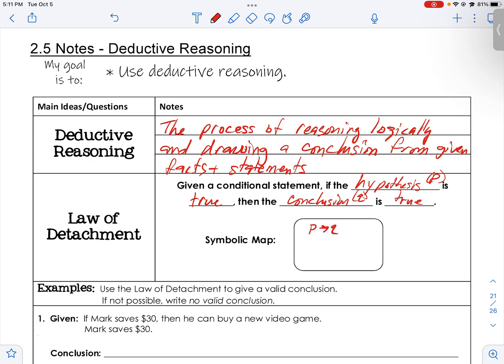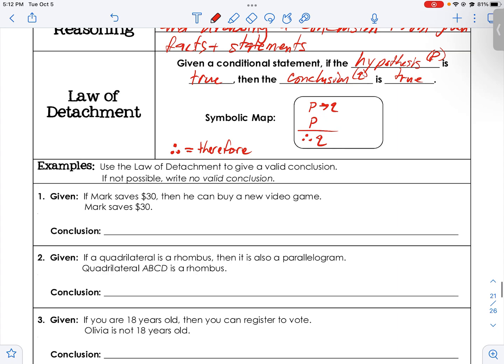This is it drawn in symbols. If P, then Q. I know P, therefore I know Q. And this little 3-dot symbol is therefore. A conclusion indicator is what that's called. Therefore, I know this. Use the law of detachment to give a valid conclusion. If not possible, write no valid conclusion or invalid.